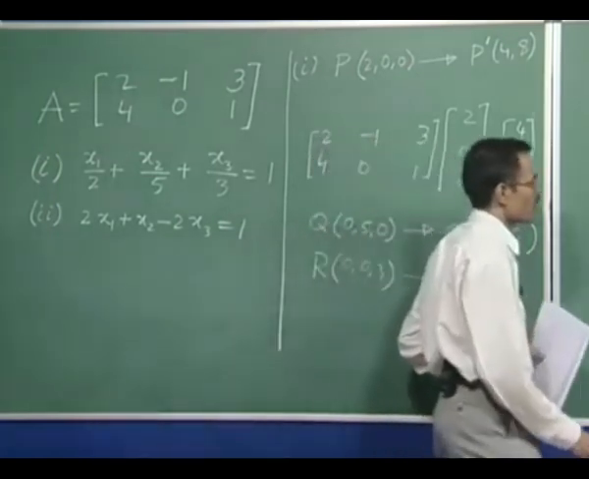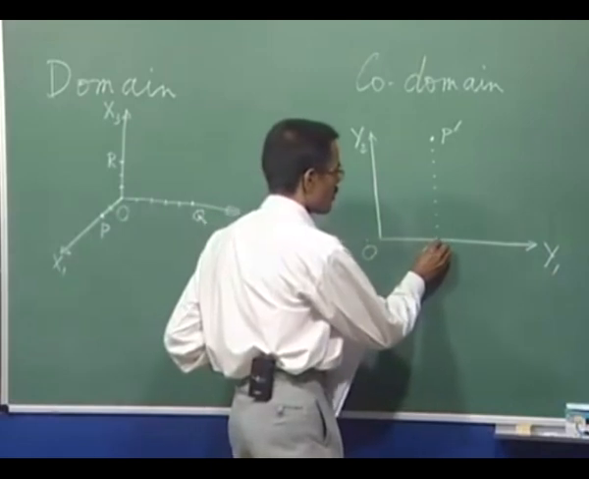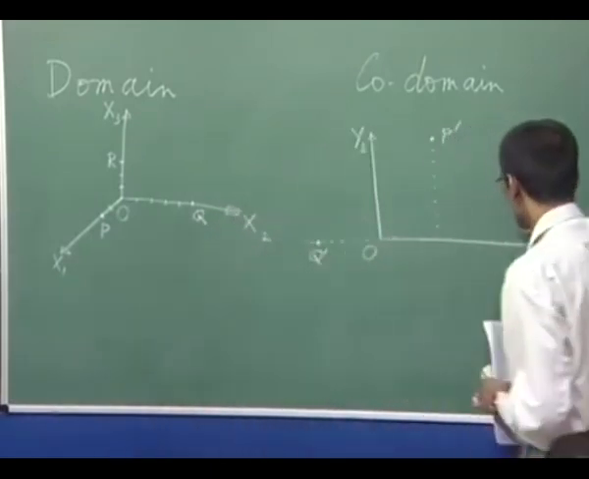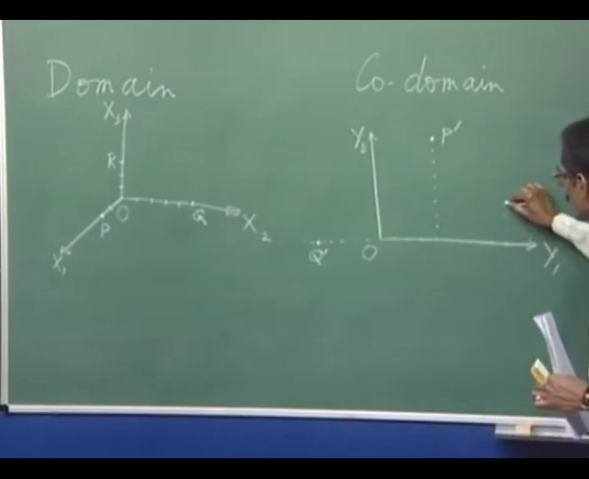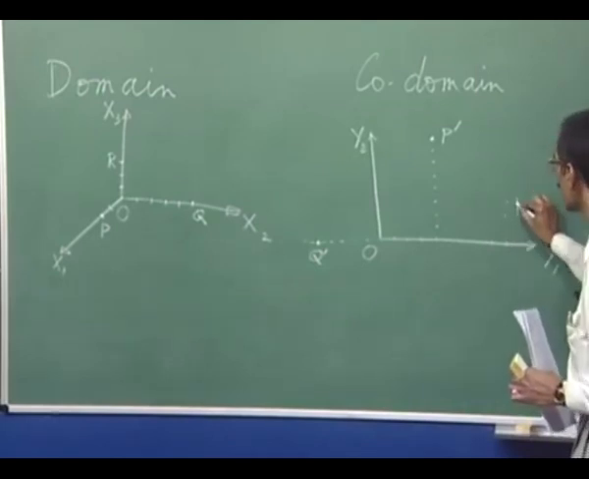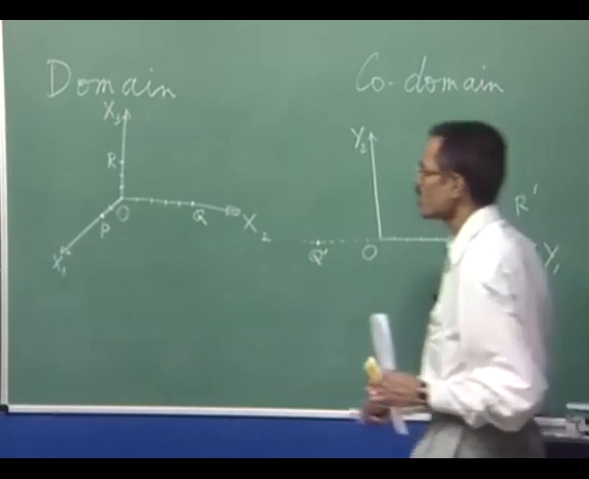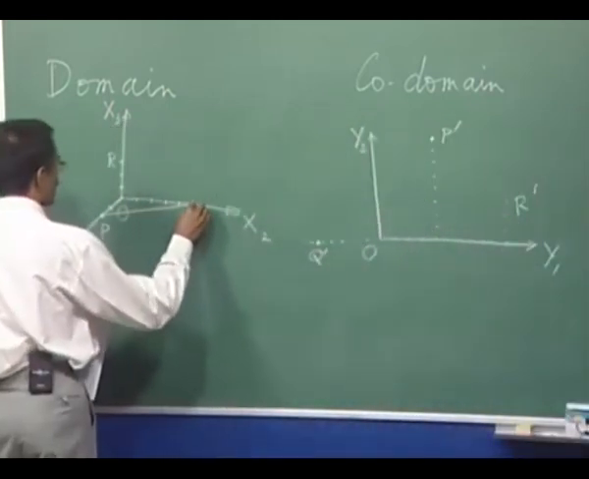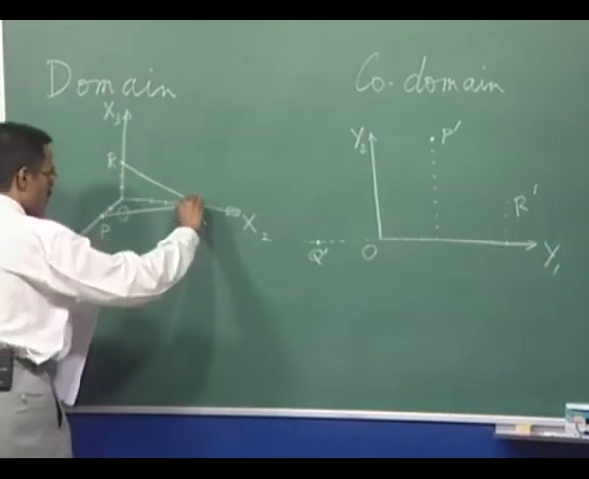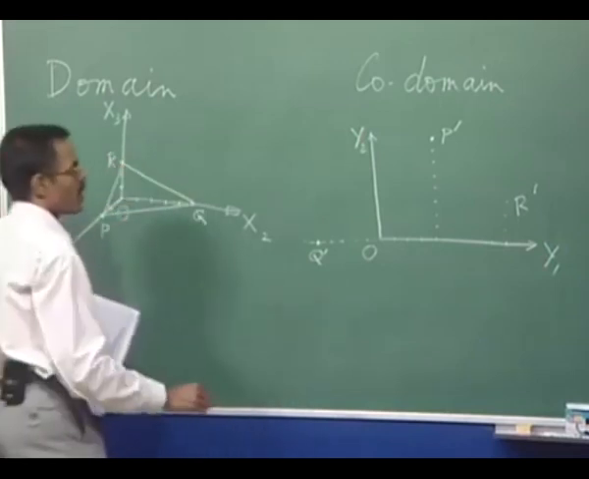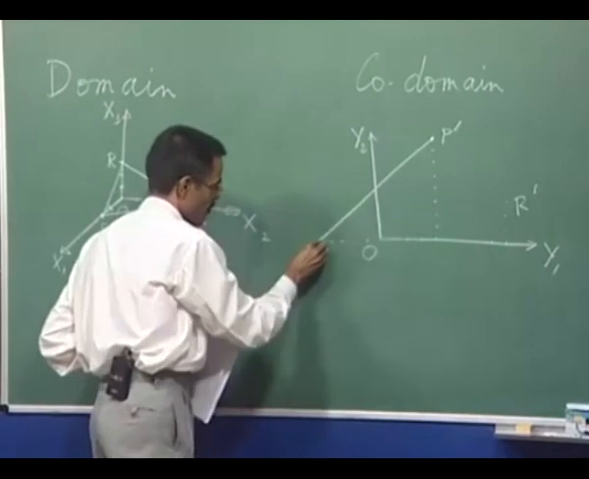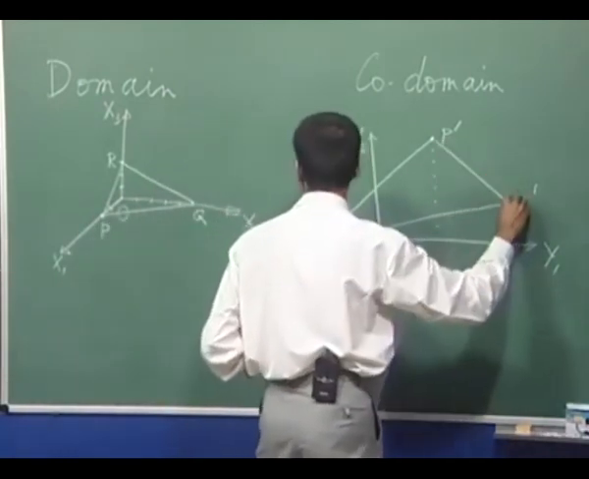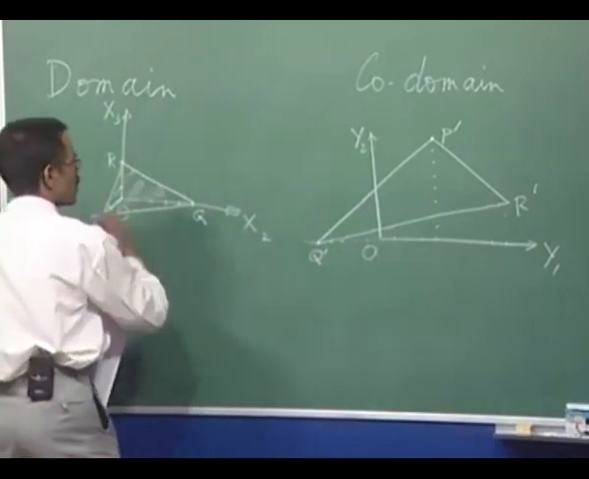So, it gets mapped to 9, 3, 1, 2, 3, 4, 8, 9, and then 1, 2, 3. So, this is R prime. So, that means this plane, this triangle to begin with, this triangle PQR gets mapped to this triangle P prime, Q prime, R prime.